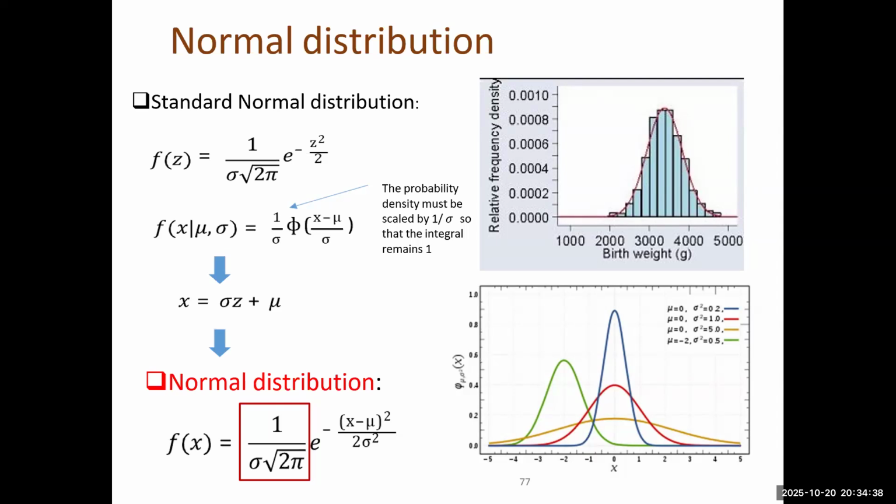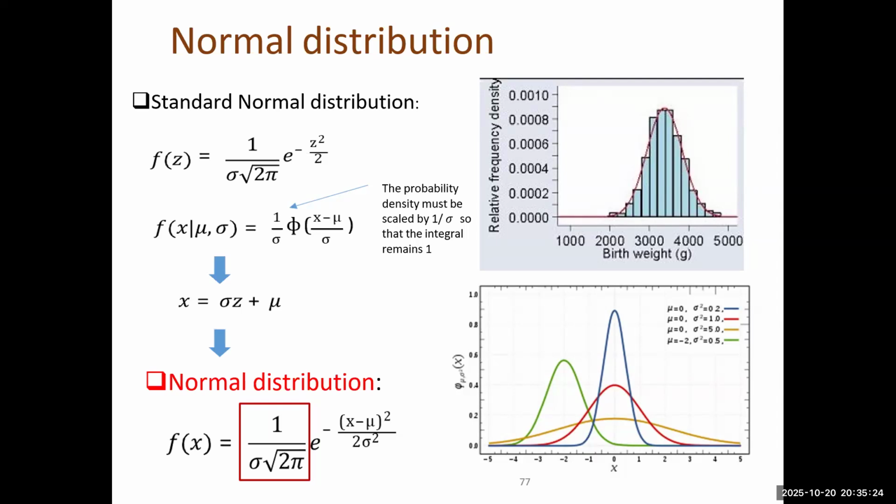For instance, this could represent the average birth weight in different populations. And more importantly, we see how the standard deviation, sigma, changes the shape. If we have a very small sigma like 0.2, it will result in a tall, narrow curve, indicating that the data points are tightly clustered around the mean. But a large sigma, like 1 or 5, will result in a short, wide curve, indicating the data is much more spread out.